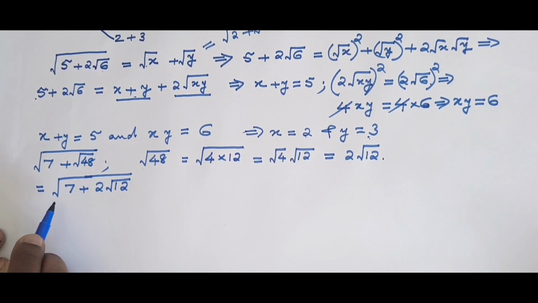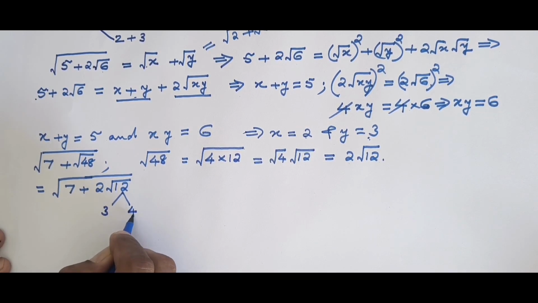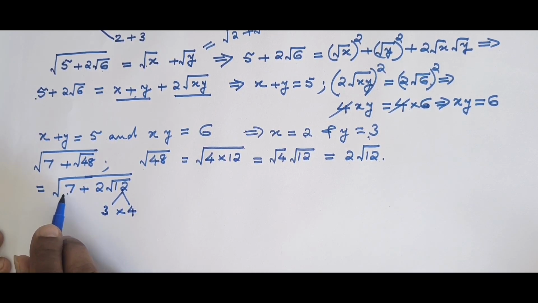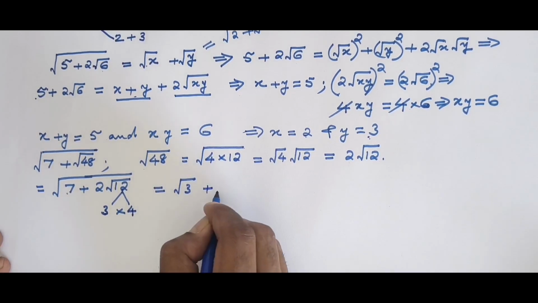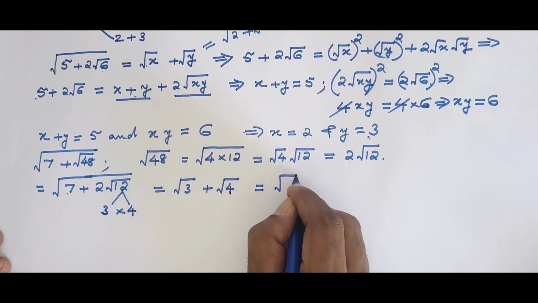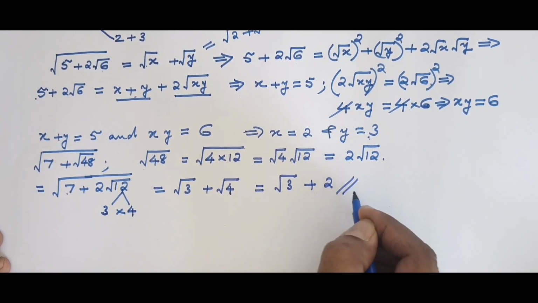In the second step, you're finding the factors of 12, which are 3 and 4, so that the product of these two will be 12 and the sum of these two will be 7. And the answer will be square root of 3 plus square root of 4. If you want, you can further simplify this as square root of 3 plus 2, since root 4, as you know, is 2. This is the final answer.